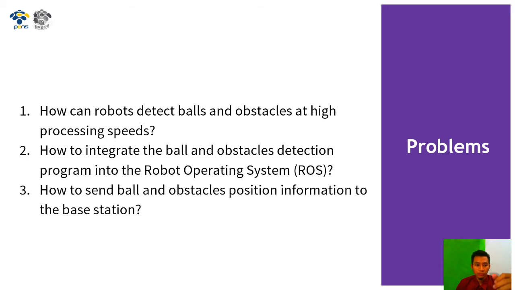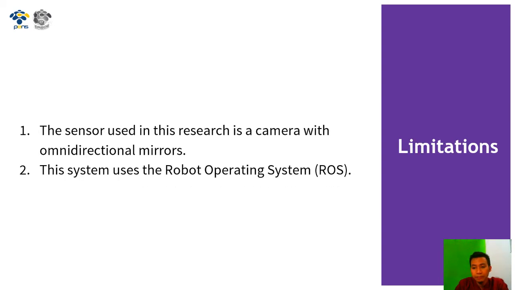Okay, we have three problems. The first is how can the robot detect ball and obstacle at high processing speed, and how to integrate the ball and obstacle detection program into ROS. And the last is how to send ball and obstacle information to the base station.